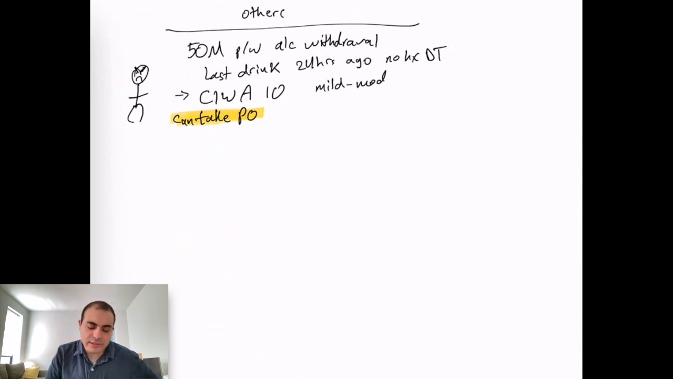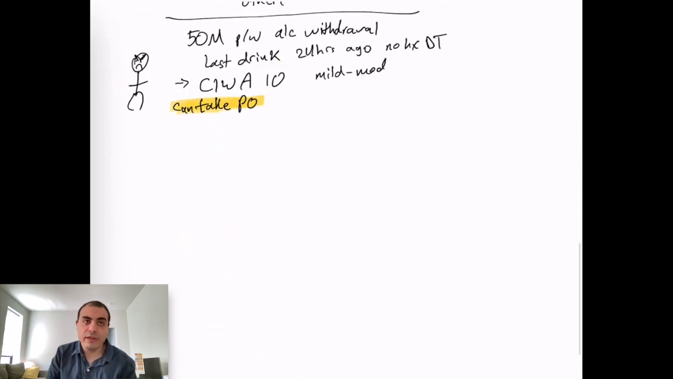And the way you do it is this CIWA score that the patient has. You know that it's going to change throughout the day. It might go up, it might go down, depending. So you really need to have an idea about what to do for every CIWA. So here's what you do.